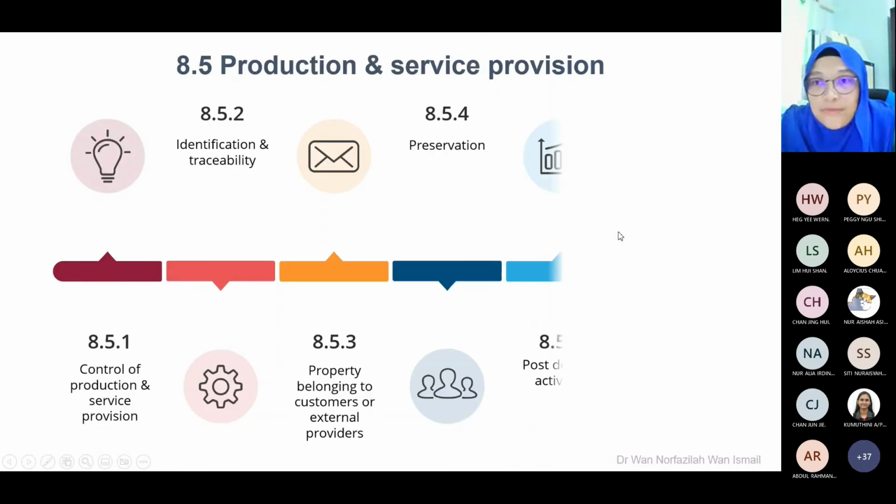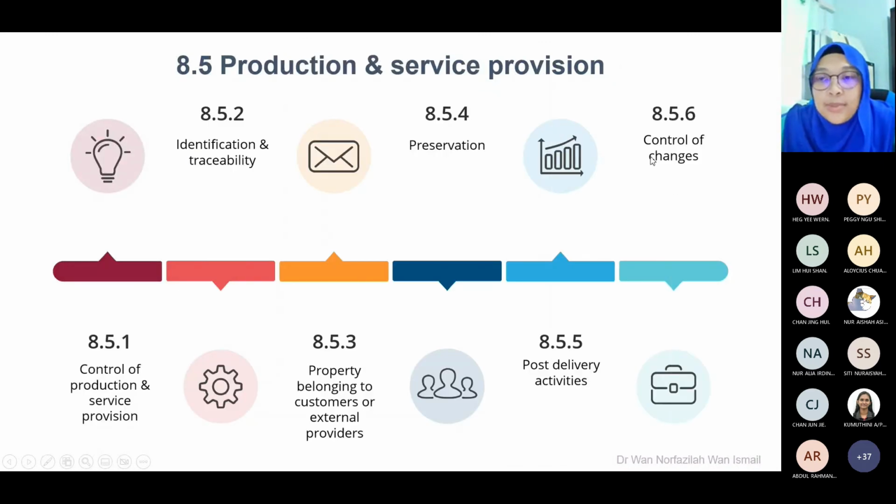So the last one is 8.5.6. As we discussed before, any changes happen from 8.5.1 until 8.5.5, you need to control them. For example, if you are controlling the suppliers, how you control your suppliers? If you want to change your suppliers, what are the requirements for changes? Any effect if you want to change your suppliers.